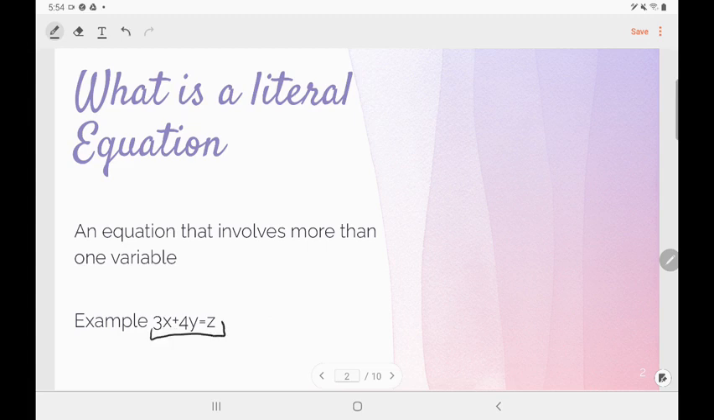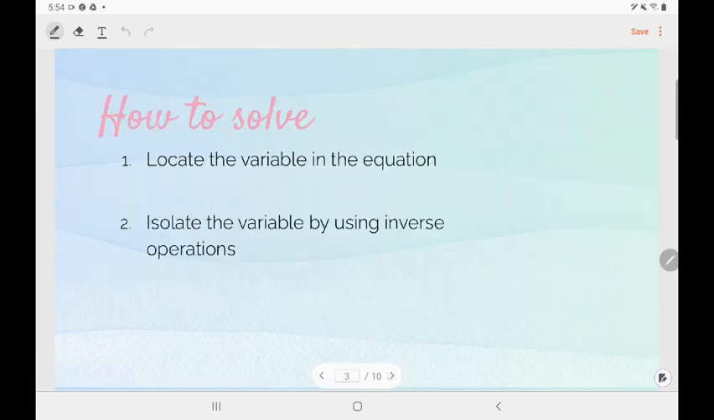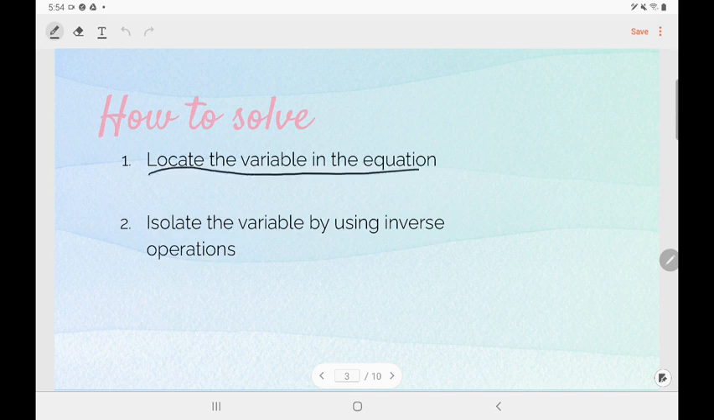This equation has x, y, and z, and currently it's solved for z, but I could solve it for x or y and get those two variables by themselves. Well, what are the steps to solve? First, I need to locate the variable in the equation. I have to know what I'm solving for.